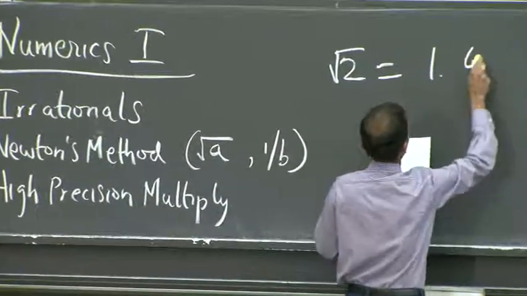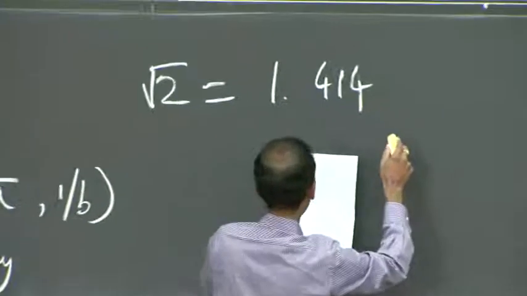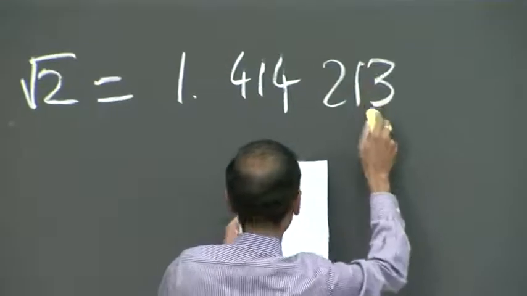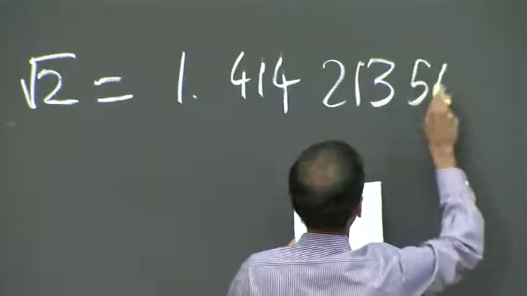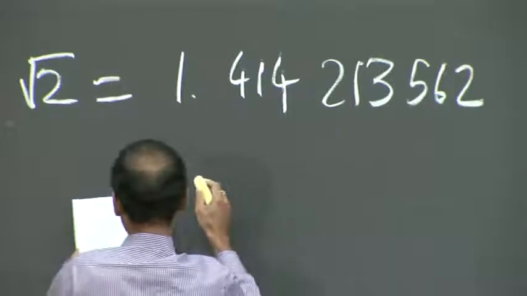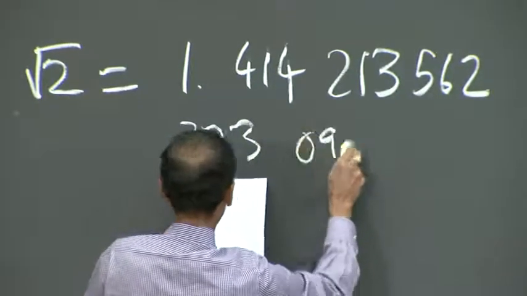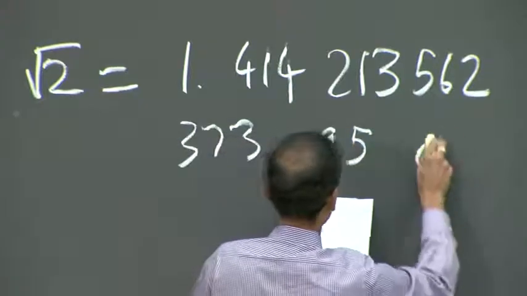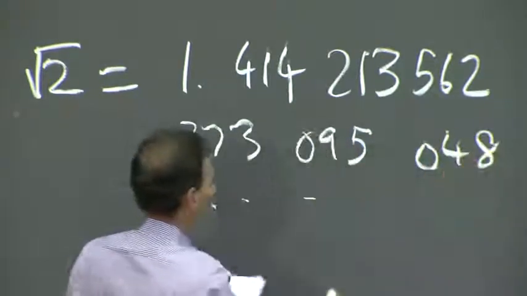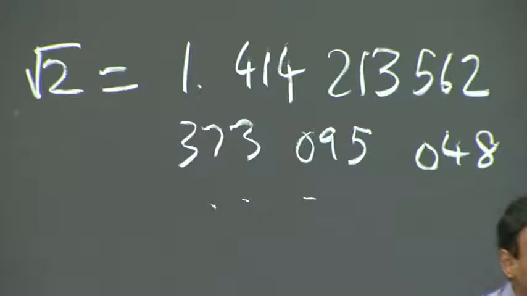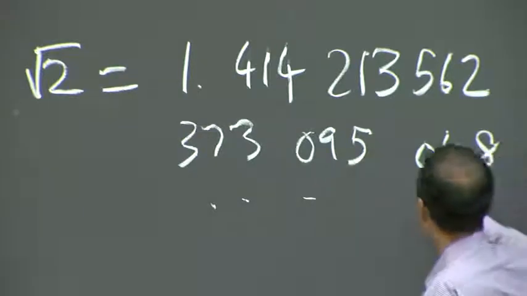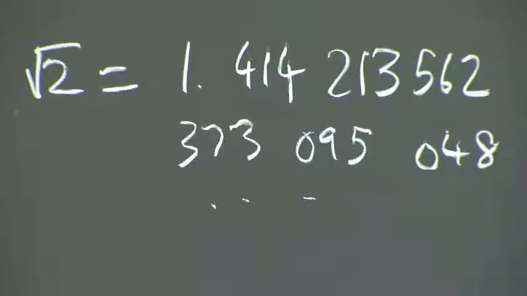So it's 1.414, and you probably all knew that. Then it's 213, 562, 373, 095, 048, etc. And I don't see a pattern there. I see a zero, a couple of zeros here. It's kind of hard to imagine.